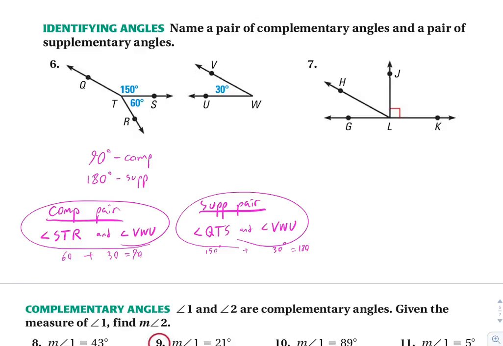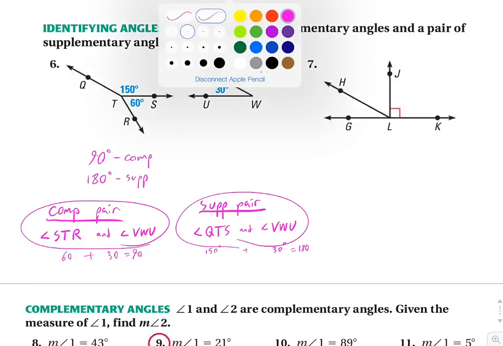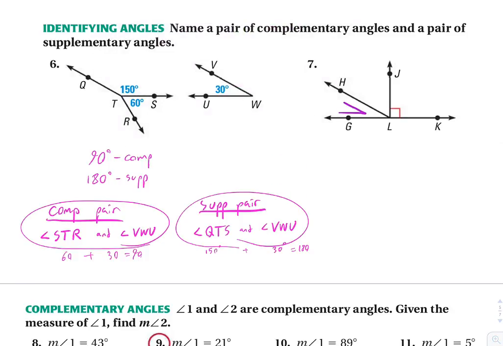Now for supplementary, we could do a couple. We could either do in purple this angle and this angle, those two add up to 180. Or in green, we could do this angle and this angle. Two right angles would also be supplementary. So a couple options there.